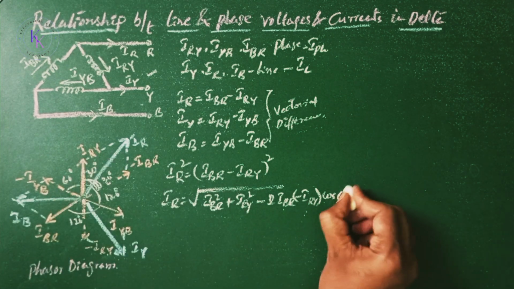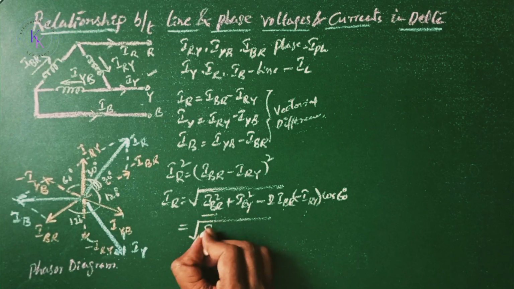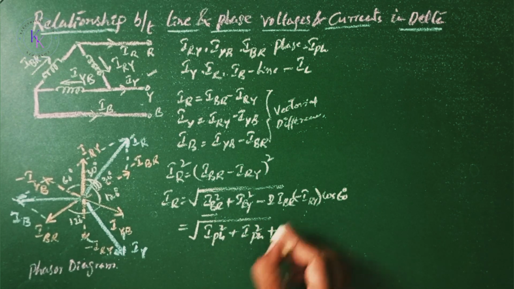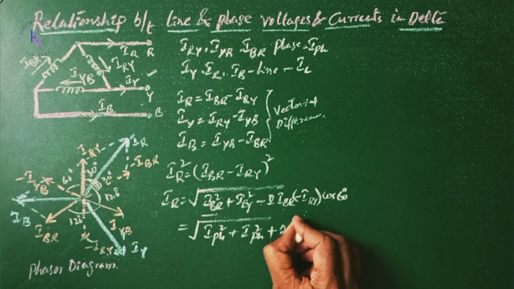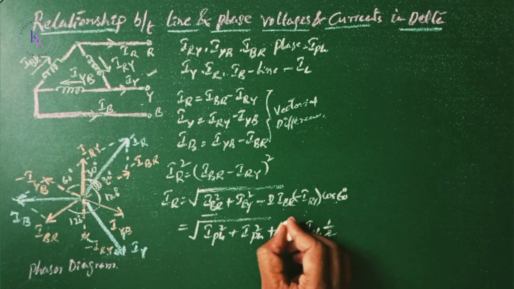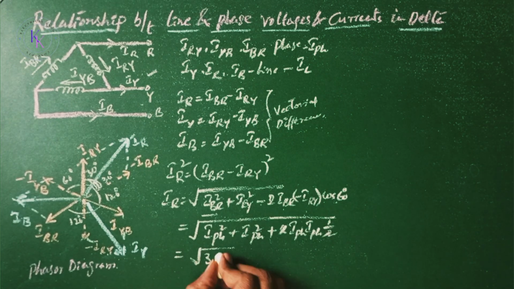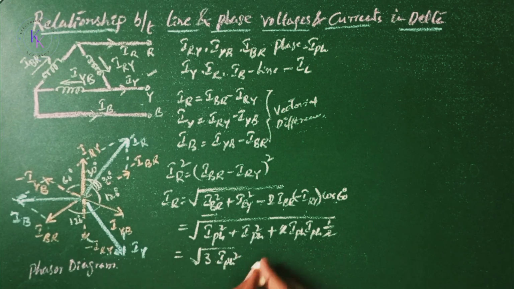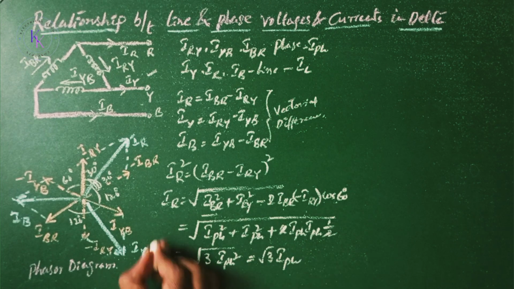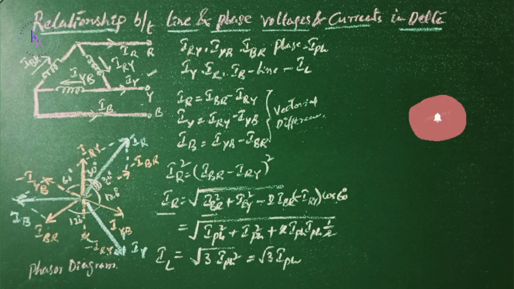So cos 60 degrees. Now generalize this, then you can write this as the square root of I_ph square plus I_phase square minus 2 I_phase square cos 60, which is 1 by 2, to get cancelled. Then you can write this as root of 3 I_ph square, from which you can write root 3 times I_phase. If you generalize this, you can write I_L equals root 3 times I_phase.